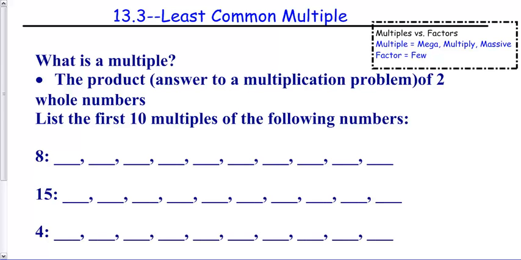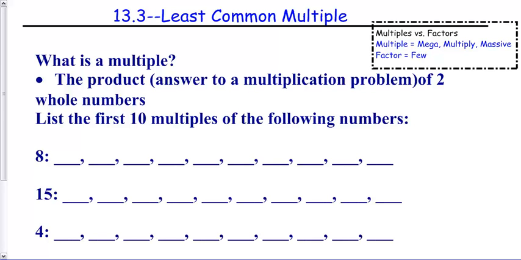Chapter 13, Lesson 3, Least Common Multiple. This is quite the opposite of what we did yesterday. Yesterday with factors, we found numbers that, when we multiply them together, we get something else. This is that something else.